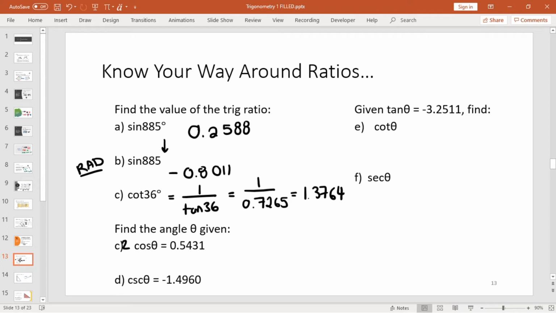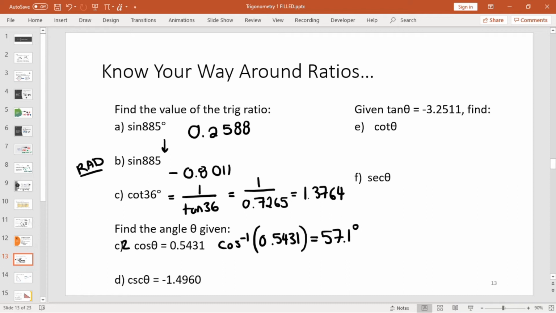Okay, so looking at the second part, C number 2. We're looking for the angle. So when you're looking for that angle, you use that second function, that arccos, or the inverse, because this 0.5431 represents adjacent over hypotenuse. The math has already been done for that, so we just need to punch it in and find out what angle made that happen. And it should give you 57.1 degrees.